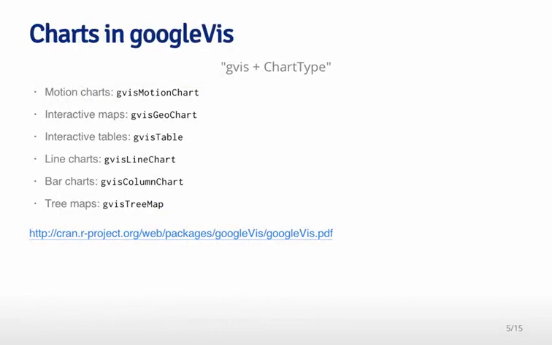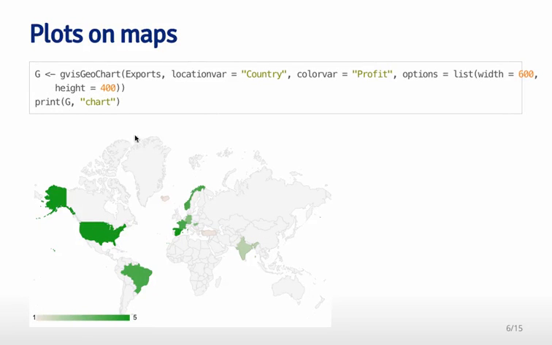In GoogleVis, the types of charts that you're going to be making all start with gvis, that's the beginning of the visualization function name, plus the name of the chart type that you want to make. So as we saw on the previous slide, gvisMotionChart makes a motion chart, gvisGeoChart makes a map of the world, gvisTable makes a table that's interactive, and then you can make more standard plots like line charts, column charts, and tree maps. If you go to the GoogleVis help file, it will tell you a lot more about all the other types of plots. I've only shown a subset of the types of plots that can be created with the GoogleVis package here.